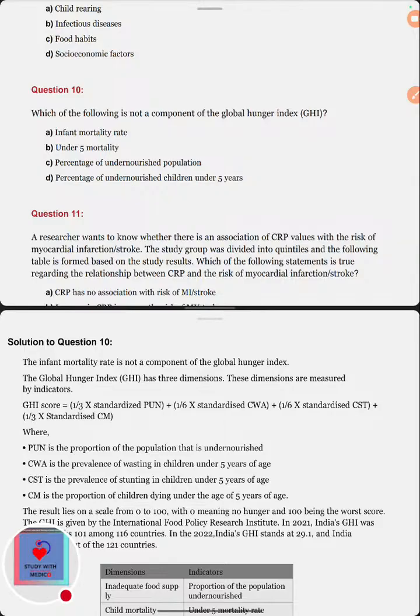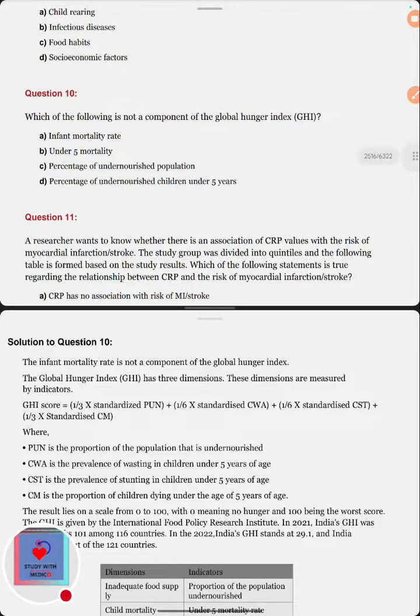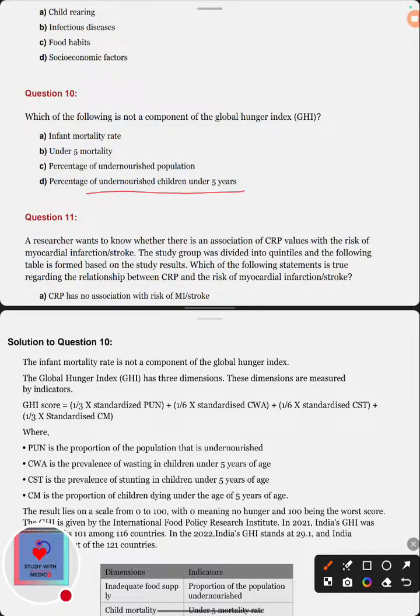Which of the following is not a component of the Global Hunger Index? Is it infant mortality rate, under 5 mortality, percentage of undernourished, or percentage of undernourished children under 5 years? The correct option is infant mortality rate. This is not a component of the Global Hunger Index.